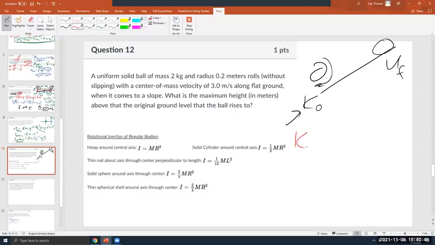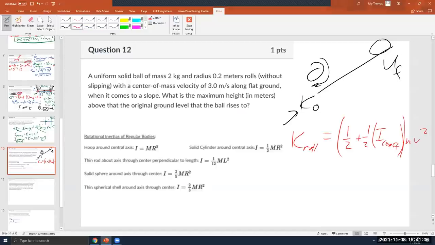In general, the rolling kinetic energy is going to be equal to, stick with me here, 1/2 plus 1/2 times the inertia coefficient times mv squared. This is a shortcut. This comes from doing 1/2 mv squared plus 1/2 I omega squared. This is how you can generate the rolling kinetic energies for any one of these objects. I will now go ahead and tell them to you, although you probably don't have enough time at this point to memorize them.